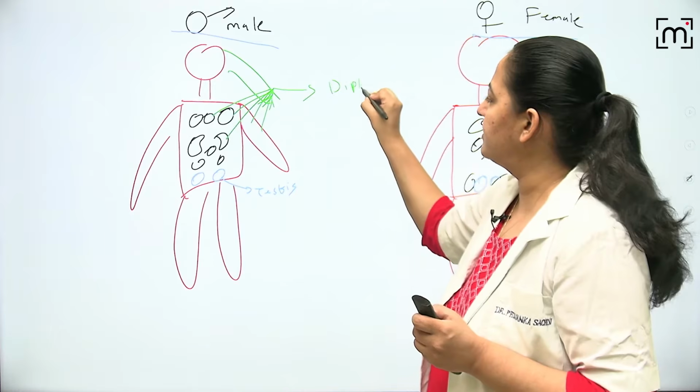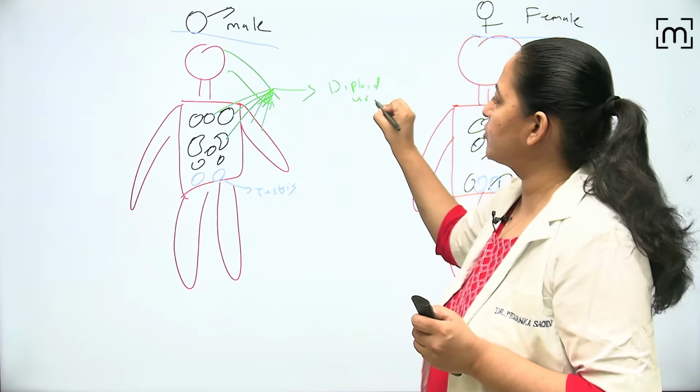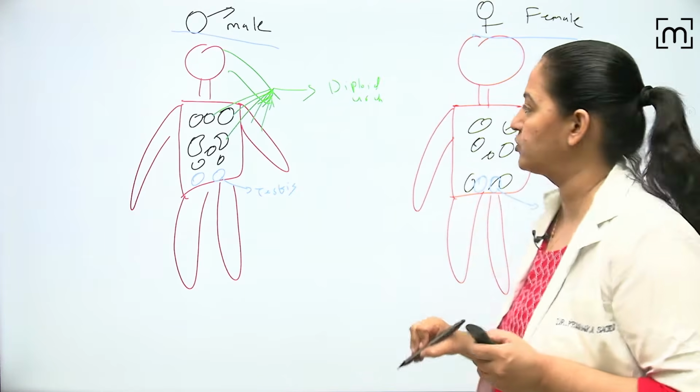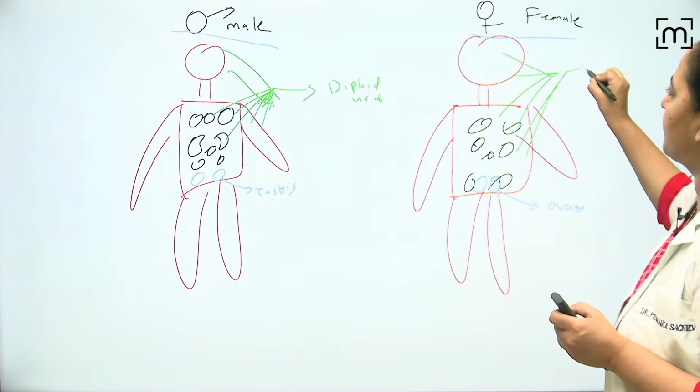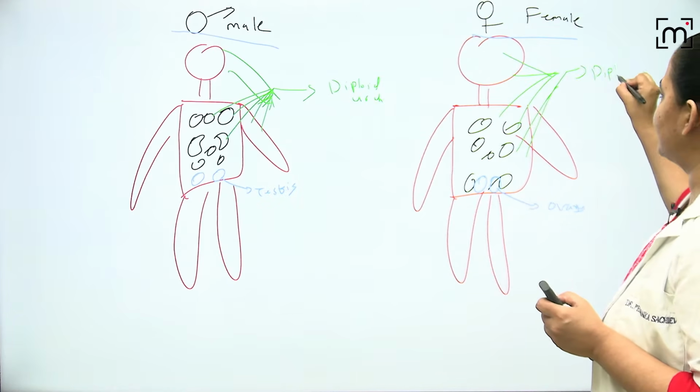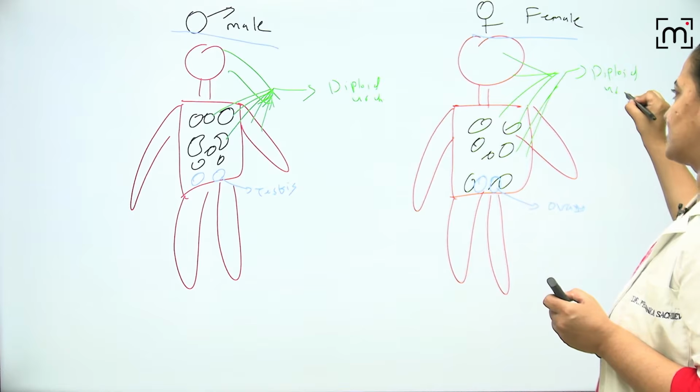They are diploid, which means they contain a total of 46 chromosomes, 23 pairs. Here also all the cells are diploid. In the female also all the cells are diploid. By diploid I mean 46 chromosomes.